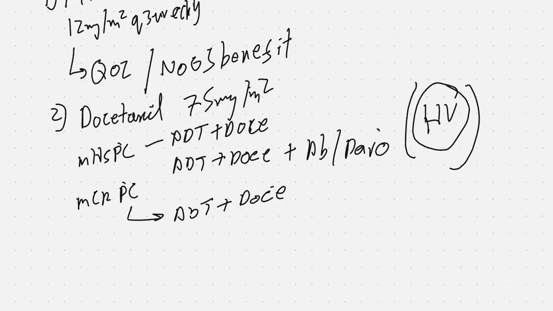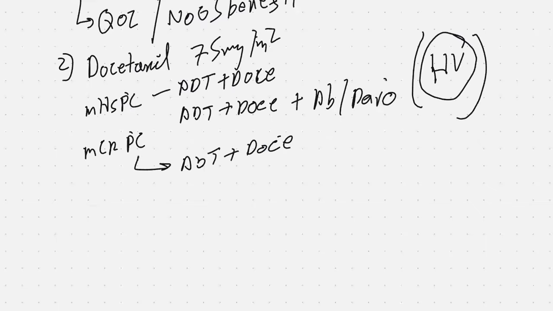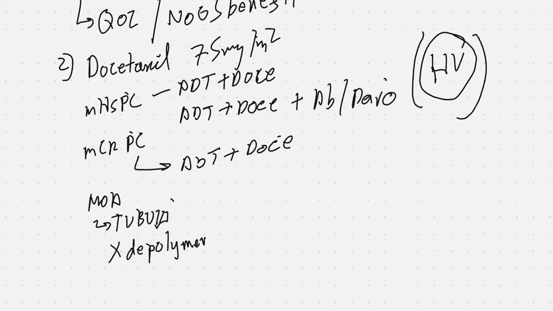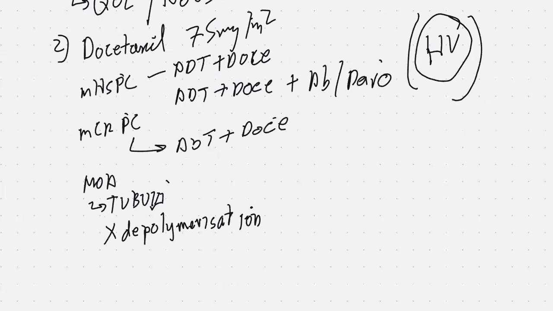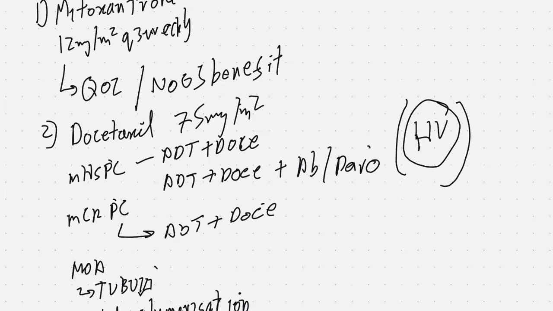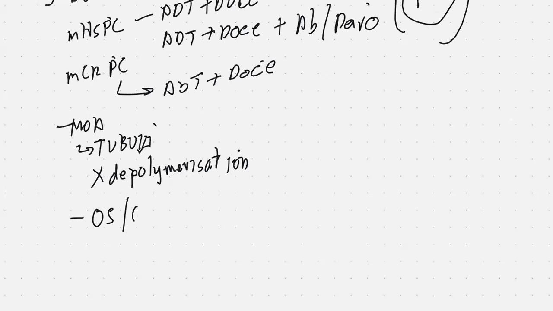Okay. Now, as we all know, docetaxel binds to tubulin, right? And what it does is stabilize the microtubules by preventing depolymerization, and thereby prevents cell division ultimately, right? So docetaxel, unlike mitoxantrone, what the trial showed was that it improves the OS, it improves the quality of life, right? So there's an OS benefit as well, which is why it was initially preferred over mitoxantrone, right?